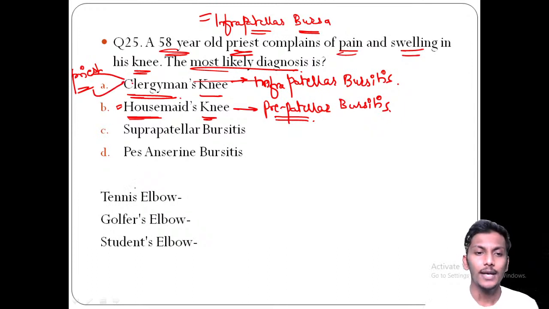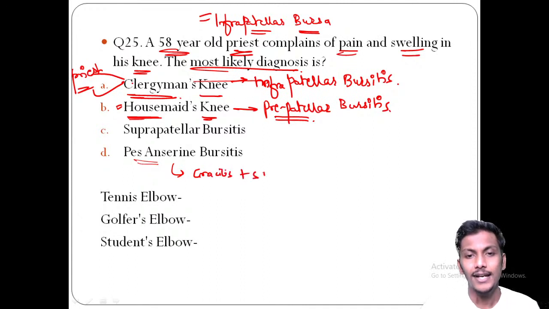So please remember this. Then suprapatellar bursitis or pes anserine bursitis. What is pes anserine? Pes anserine is actually a tendon. It is a tendon covered by this bursa, a tendon for your gracilis, semimembranosus and semitendinosus muscles.